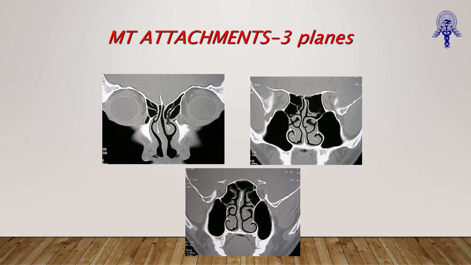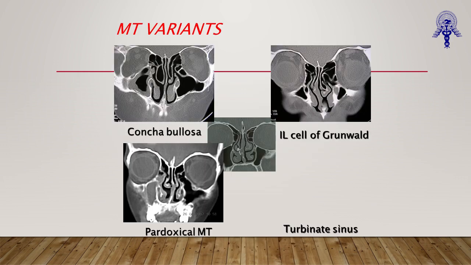And then there is nothing extra in that scan. Now, what are the variants of the middle turbinate? We have said that the middle turbinate hangs from the top. The first variant is concha bullosa. The second variant is an interlamellar cell. The same patient may have different varieties.